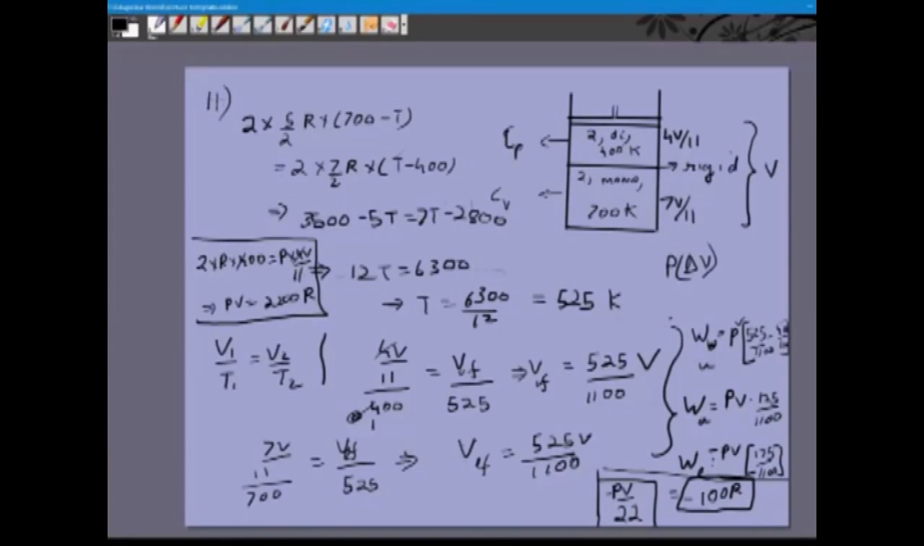This is question 12 by the way. Question 11 was the previous one in which we just calculated the temperature, which came out to be 525. In this case we needed to calculate the work done, which is minus 100 R. So the answer to this question is option D.